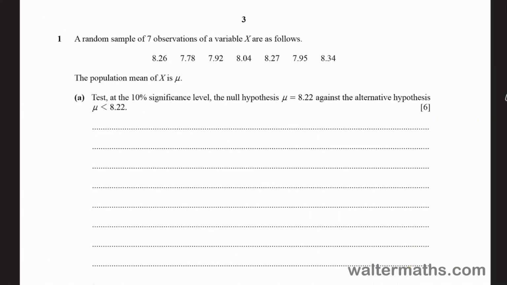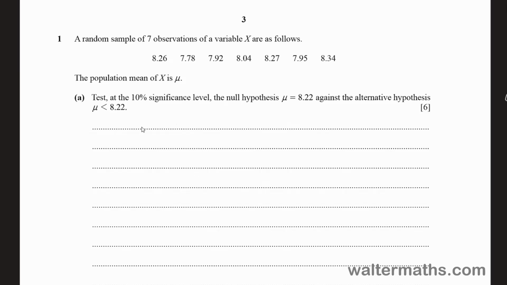The question here says a random sample of 7 observations of a variable x are as follows. So we have this data set. The population mean of x is mu. We should test at the 10% significance level the null hypothesis mu is equal to 8.22 against the alternative hypothesis that mu is less than 8.22.